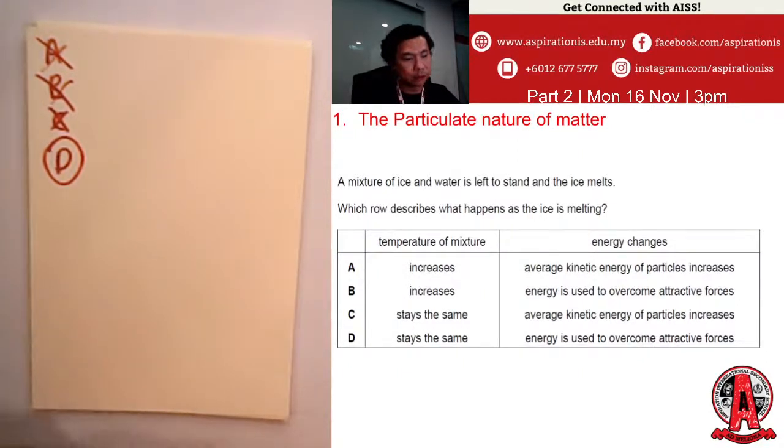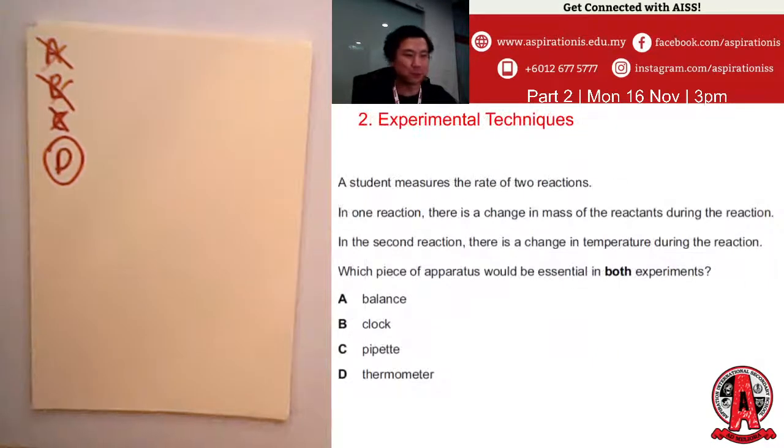So take this home. Hello, Angsin. I see your answer. Thank you for participating, all of you. Remember, when the ice is melting, temperature doesn't change, and when temperature doesn't change, kinetic energy does not change. All right, next question.